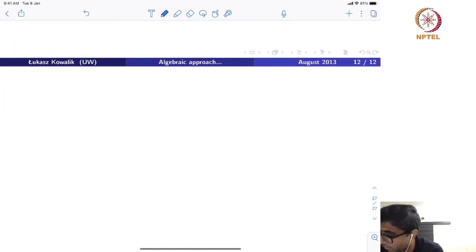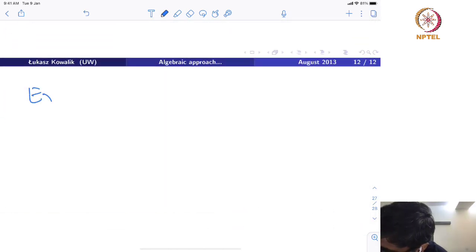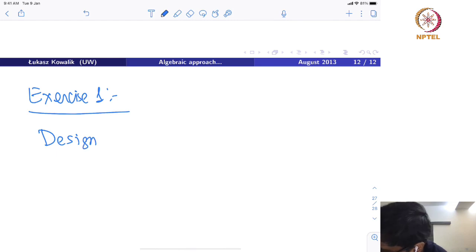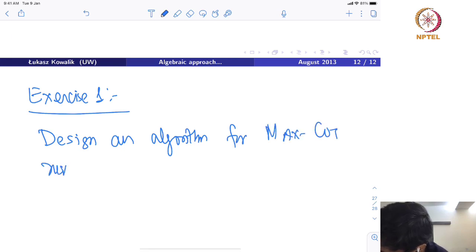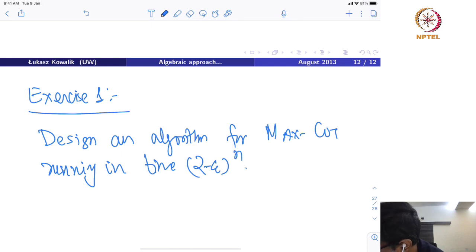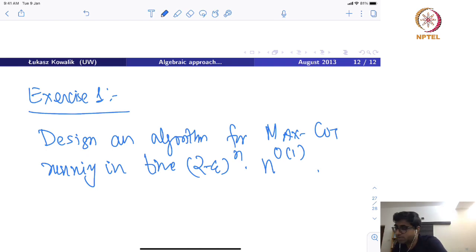Starting from here, there are some exercises that you could try. Design an algorithm for max cut running in time 2 minus epsilon to the power n, with n to the power big O of 1. That is the first exercise. So you have to design such an algorithm for max cut, right.